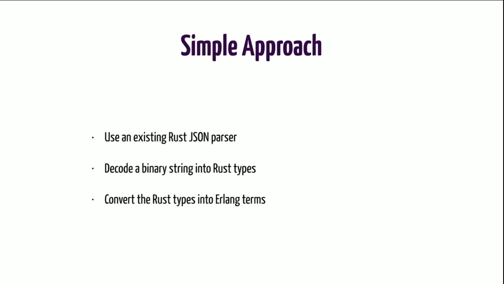So the simple approach, or the naive approach, is simply to use an existing Rust JSON parser. That way we don't have to do any extra work. We're going to take in a string or a binary from Erlang's side, and we'll convert that into Rust types, and then we'll convert the Rust types back into Erlang terms.